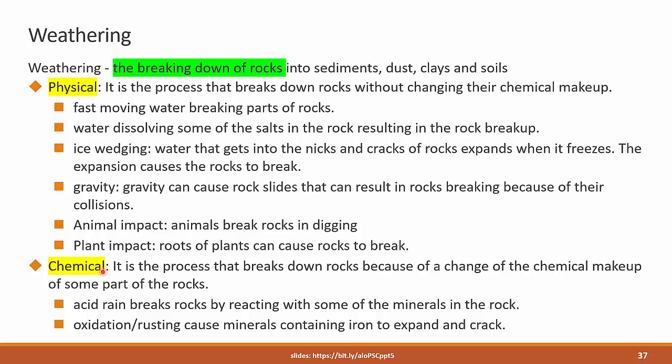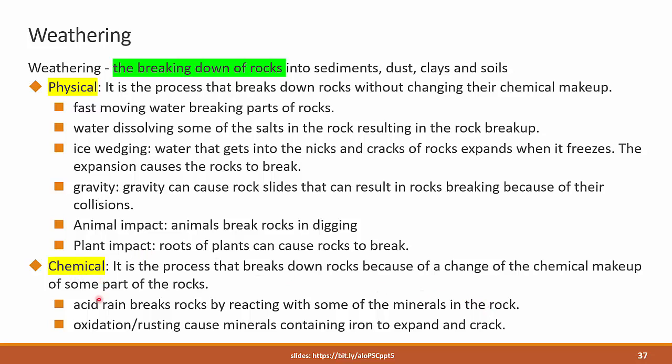Chemical weathering is going to involve a change in the chemical makeup. We are going to have new substances being generated through chemical weathering. An example is acid rain. The acid in the acid rain is going to react with some of the minerals in the rock and produce new substances, new compounds. In doing that, it's going to break down the rock.